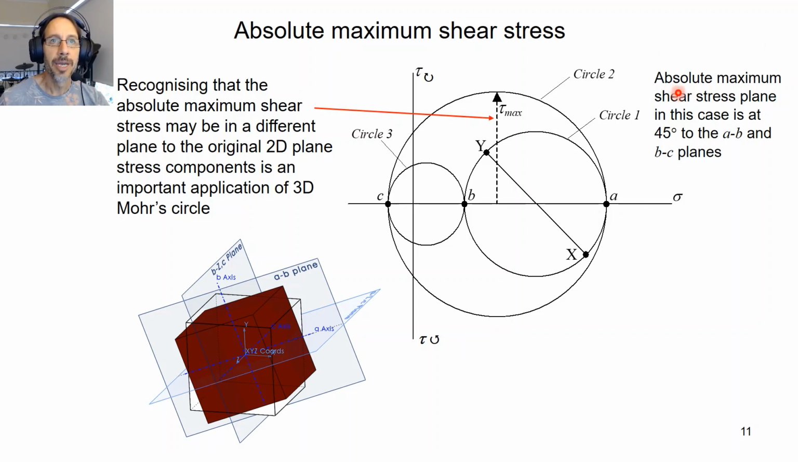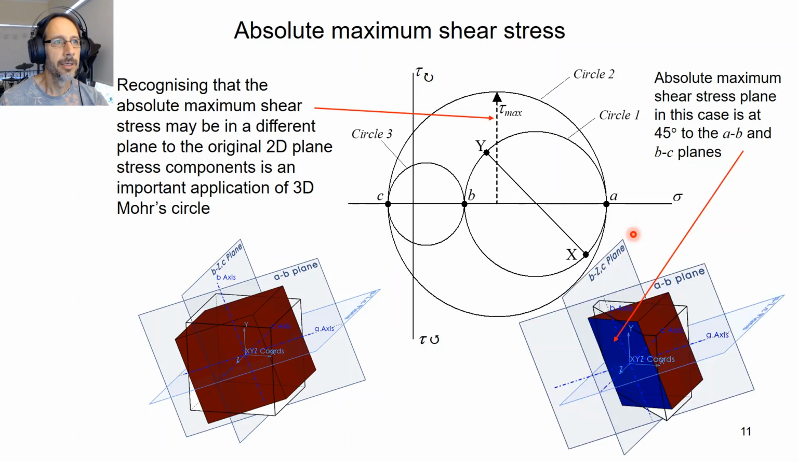Okay, so the absolute maximum shear stress plane in this case is at 45 degrees to the AB and BC planes. Let's have a look at what that looks like. So what I've done here is again to create a SolidWorks model. It may be a little difficult to see.